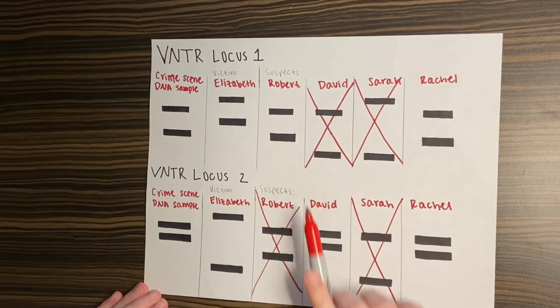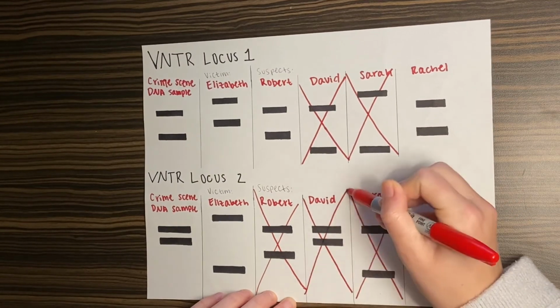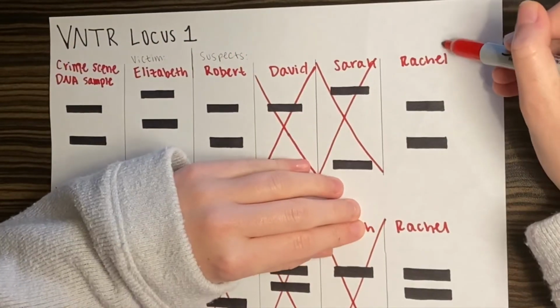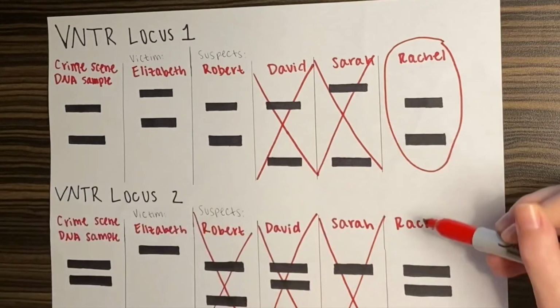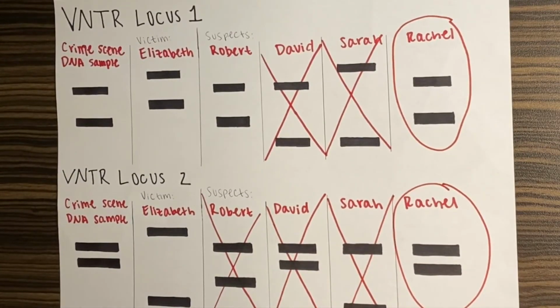Because David's DNA did not match up with the crime scene DNA in the first locus, he is no longer a suspect. Because Rachel's DNA matches up perfectly with the piece of hair at the crime scene for both loci, we know that her jealousy and envy got the best of her and she was the one who killed Elizabeth.